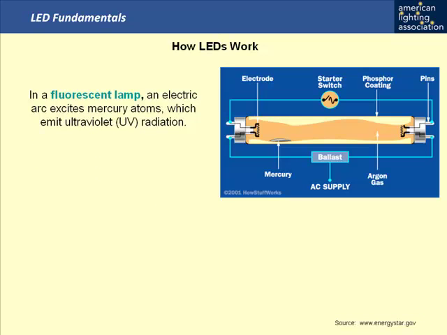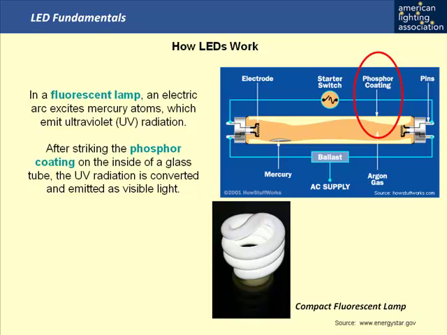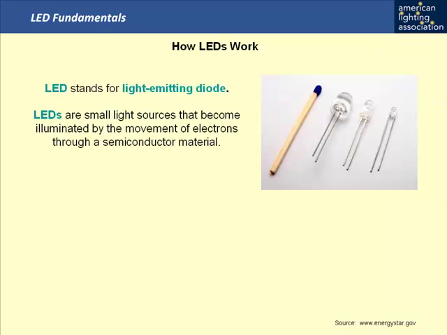Fluorescent lamps are more efficient, but nevertheless, the process by which they function is that we have an electric current or an electric arc that goes between two electrodes at the end of each tube. These electrodes ultimately, when the arc is created, excite mercury atoms that are inside of the tube, and ultimately these emit ultraviolet radiation. This ultraviolet radiation ultimately passes through the phosphor coating that's on the inside of the bulb, and this UV light is then converted to visible light.